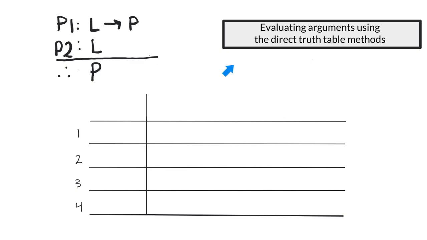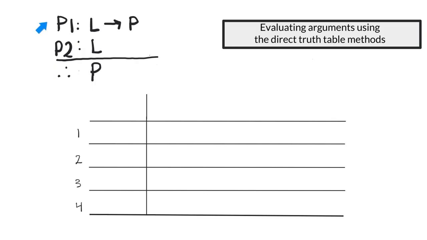In this video, I'm going to show you how to evaluate an argument using the direct truth table method. So we've moved on from evaluating statements to evaluating whole arguments, which entails, in this case, three statements: premise one, premise two, and the conclusion. And we're going to evaluate this argument to determine whether or not it's valid.